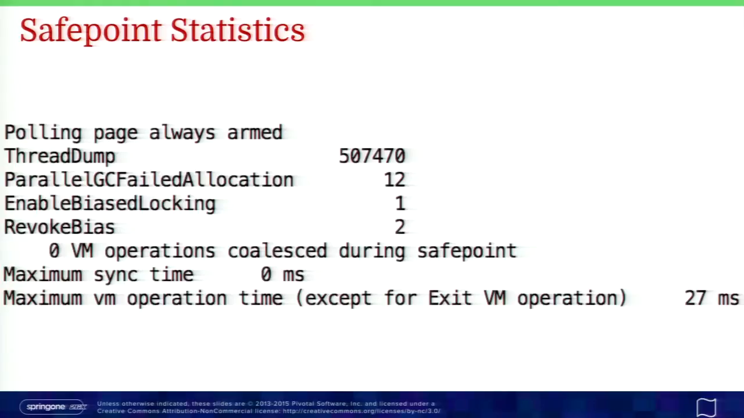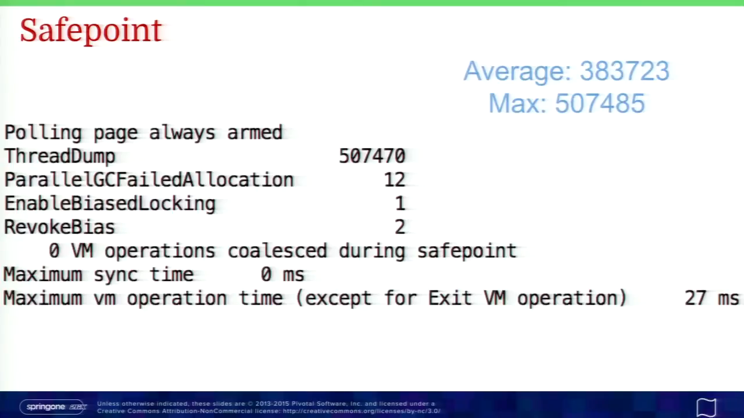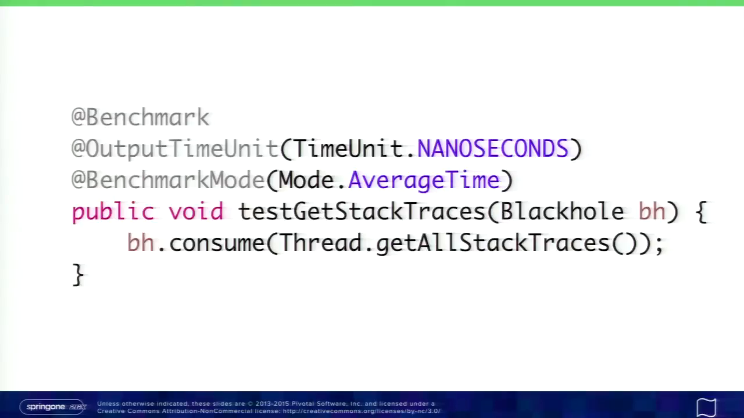So the majority of them are a thread dump. When you call that get all stack traces method, that's what's happening. It needs to run that thread dump VM operation. And sure enough, these numbers are pretty much the same as what I got using the profiler through JMH. So JMH is giving me the same result as the JVM. So let's go back and look at our test.